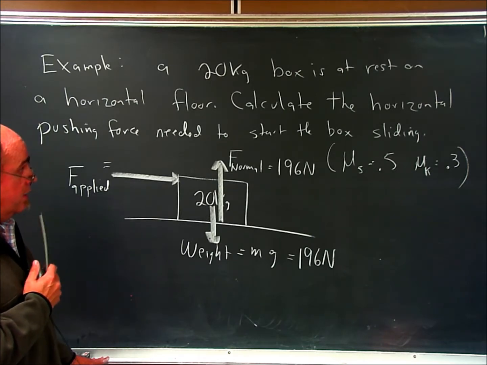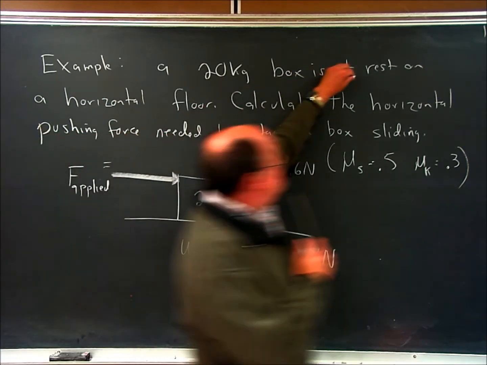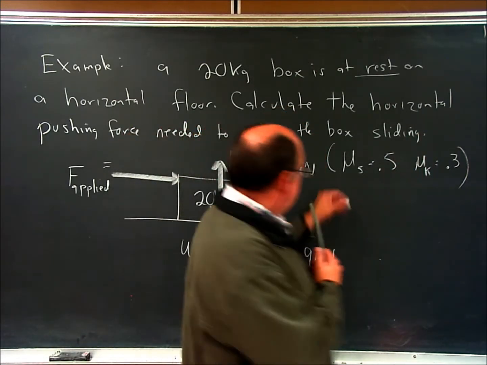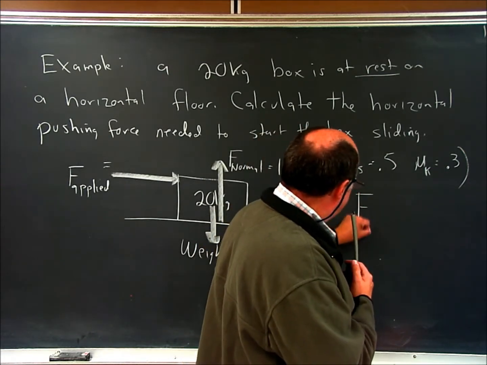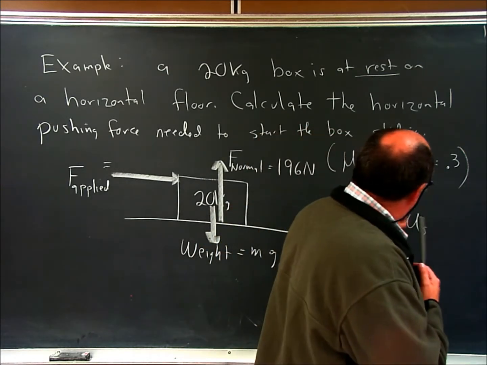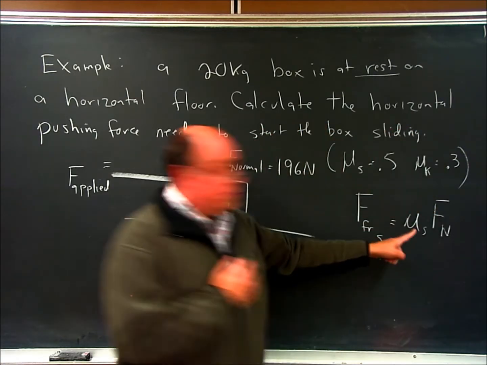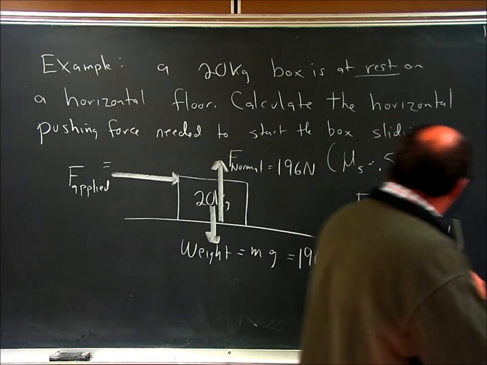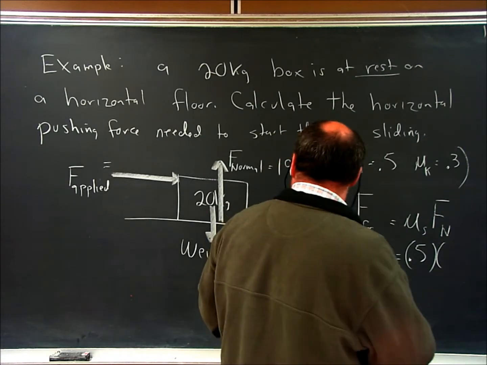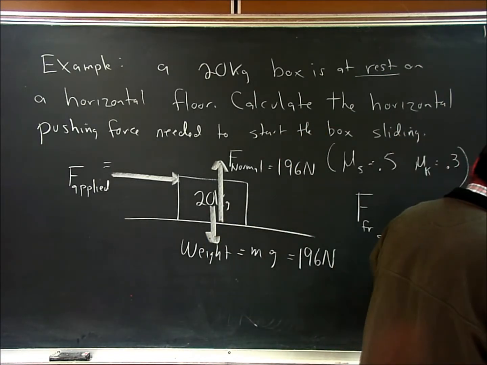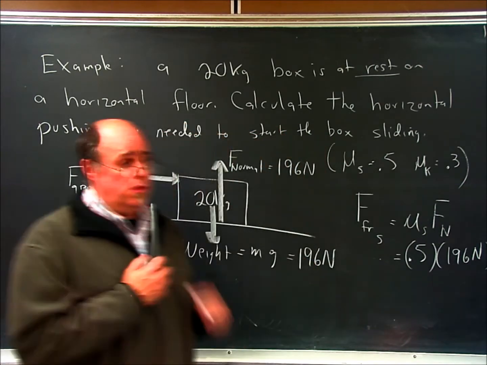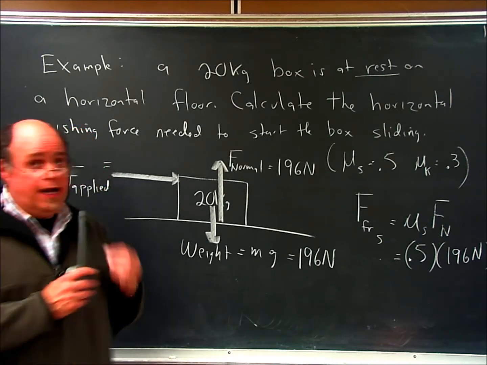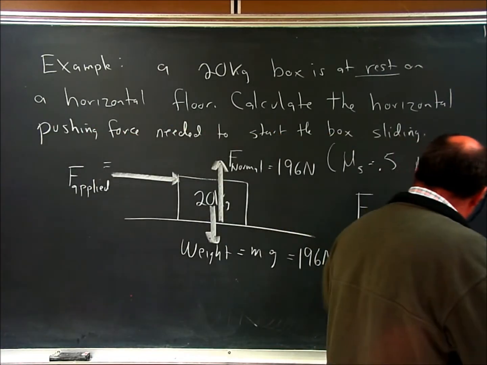Okay, and since it is at rest, that means it's not moving, that means it's not sliding. So I have a formula that I can use, and I have to know which one to use. I'm going to use the static one. I'm going to say the force of friction, static, equals mu sub s times the force normal. So mu sub s is 0.5, and the force normal is 196. So if I calculate that, that comes out to be 98 newtons.